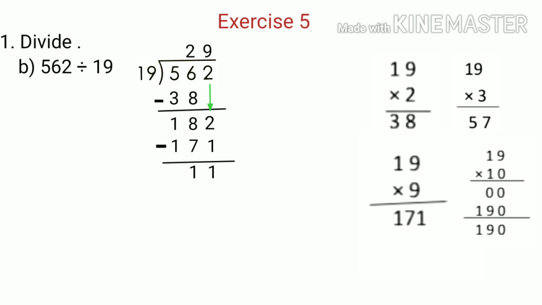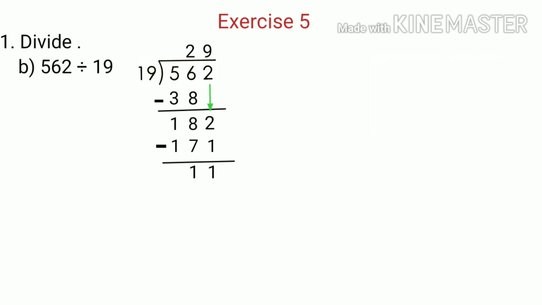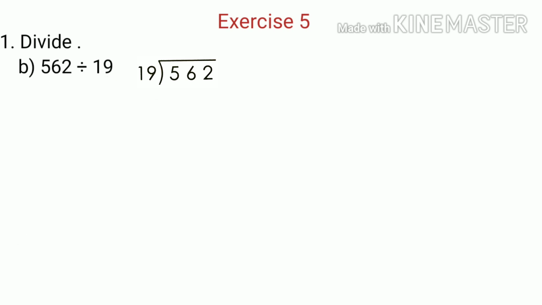Now since we don't have any number left in the dividend to bring down, we will stop the division here. So when we divide 562 by 19, we get the quotient as 29 and the remainder as 11. Now let's solve one question from practice 3. Let's solve question number 3F.